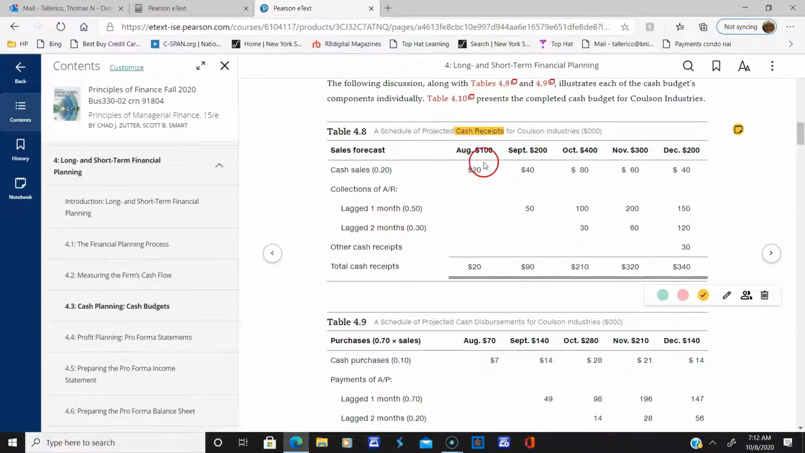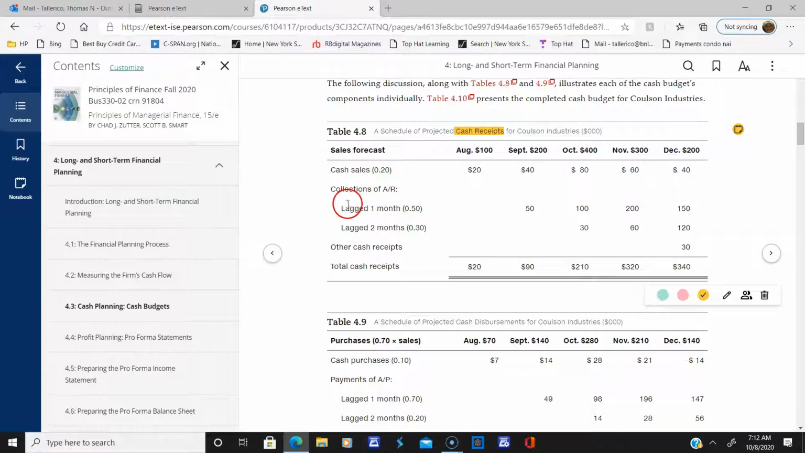And here is the sales. And basically, here's the accounts receivable. Now, some of these people are going to pay you 50% 1 month later, and some are going to pay you 30% 2 months later. You may allow that, okay? So here's the total cash receipts, and you're just adding these up. Everyone see that? 20%, 90 is this. So you just keep adding these columns, okay?